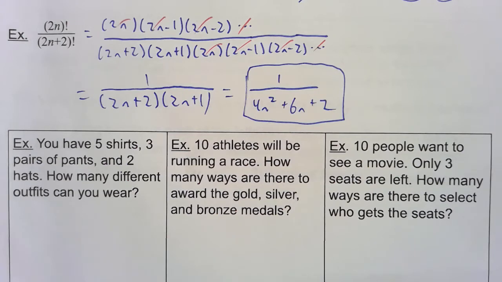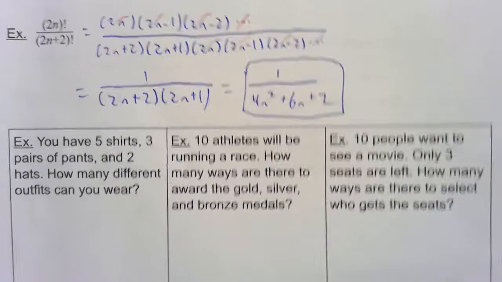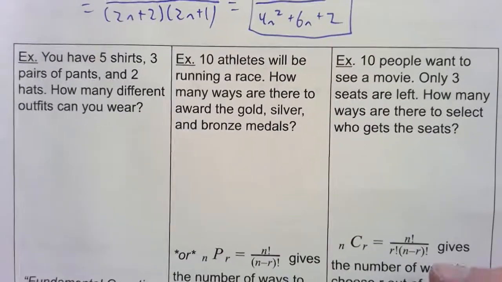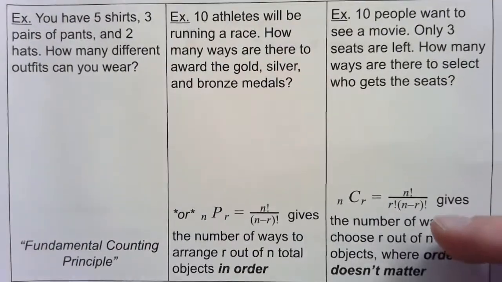So let's say that we've got 5 shirts, 3 pairs of pants, and 2 hats. How many different outfits can you wear? Maybe you're on vacation. You're looking at what's in your suitcase and trying to think how many different options you've got here. So what we do here is something called the fundamental counting principle.